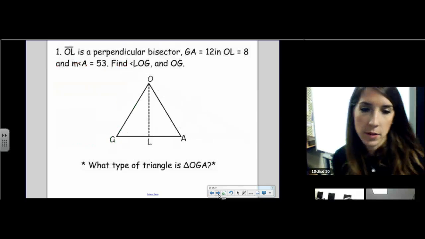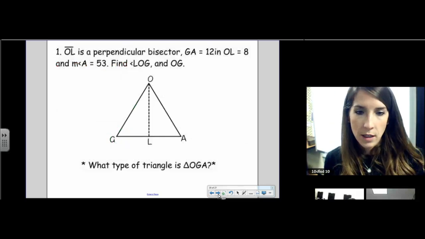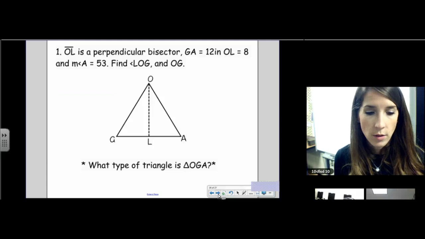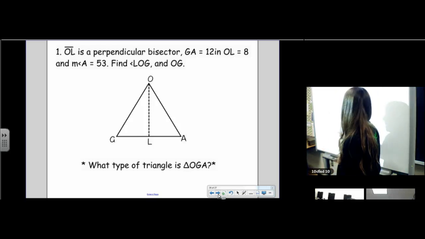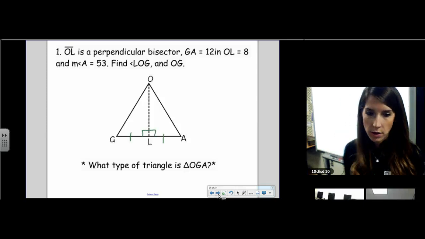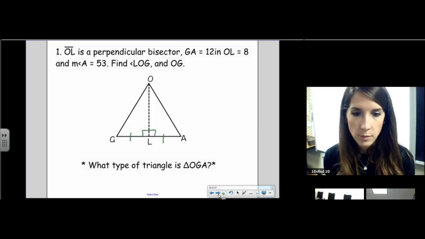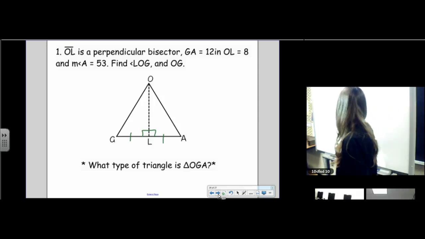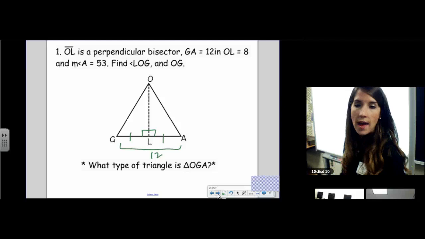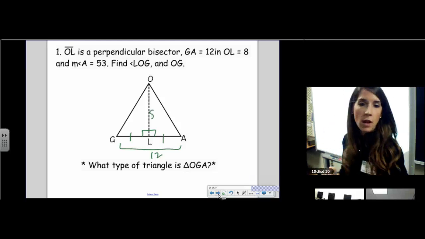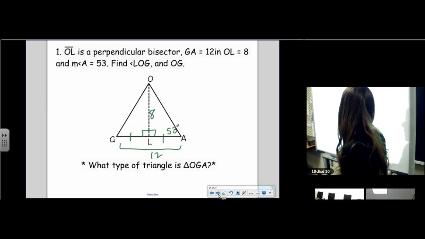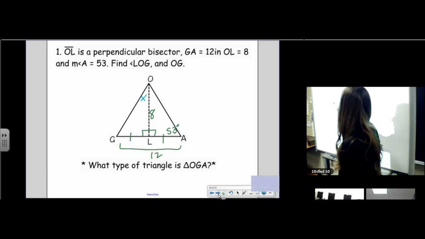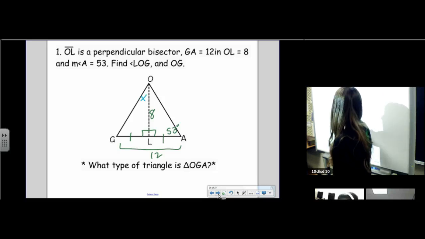All right, let's try some examples. OL is a perpendicular bisector. So what would I do? What would I add to my picture? Perpendicular means I would add a box, and bisector means I would add tick marks. Good. GA is 12. OL is 8. And angle A is 53. Find LOG, I'll call that X, and OG, I'll call it Y.